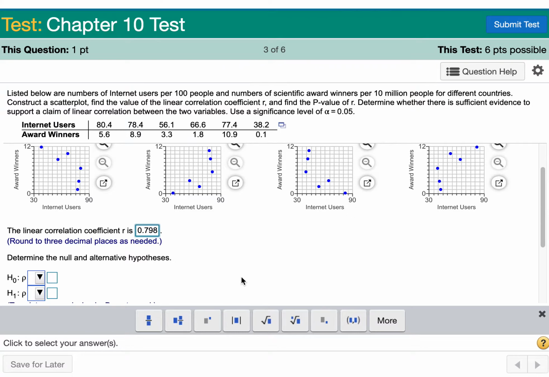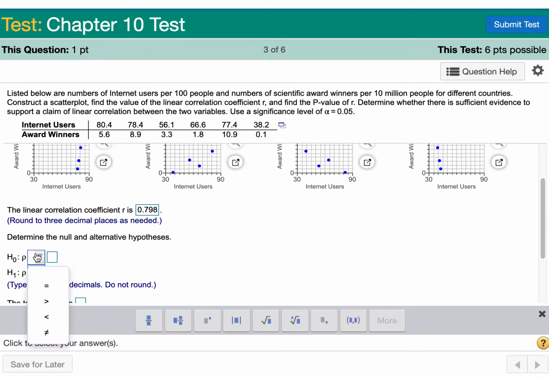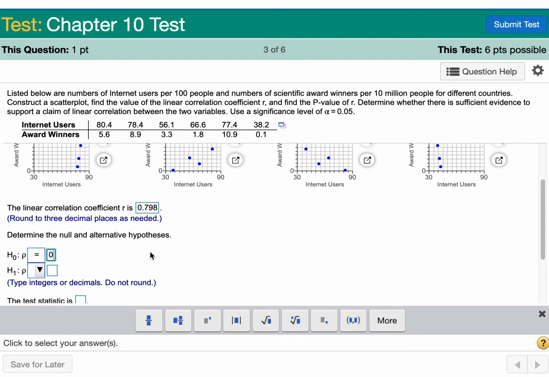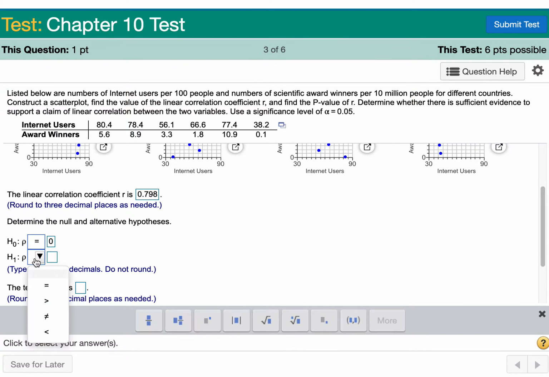And then the null hypothesis and the alternative hypothesis, well, it depends on the question. So it says in the question, determine whether there is sufficient evidence to support a claim of linear correlation between the two variables. So the claim is that there is linear correlation. The null hypothesis would be that there is no correlation. So the null hypothesis is that rho, which represents the population correlation coefficient, is not there at all, so it's equal to 0. If there is linear correlation, then rho would be not equal to 0.